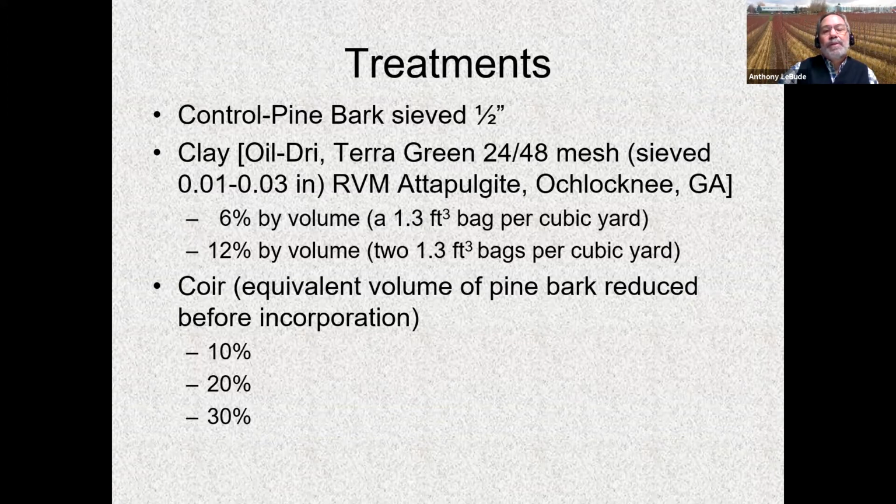So conveniently, if you put one of those bags in a cubic yard, you get 6%. Two, you get 12%. Now we had started removing the volume of substrate that matched the volume of the clay in order to mathematically make it work, but that's not happening in real life. So essentially, one bag of clay or 2 bags of clay per cubic yard. And then coir, we did remove the equivalent volume of pine bark because coir itself has a pretty big volume because it's super fluffy once you wet it. So we put it in at 10, 20, and 30% of volume in the substrate.